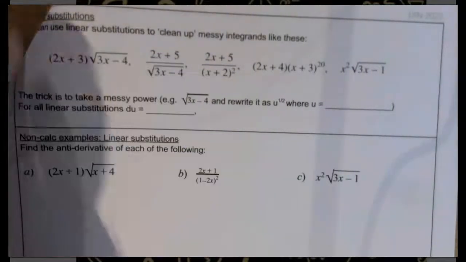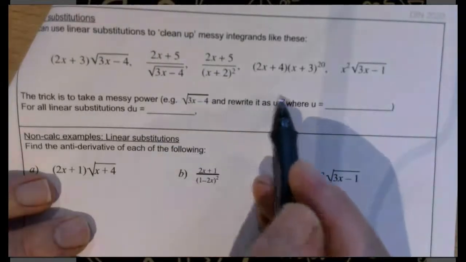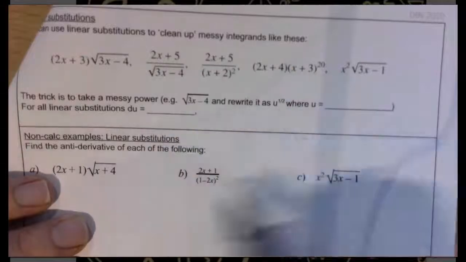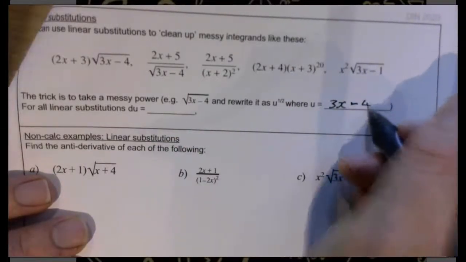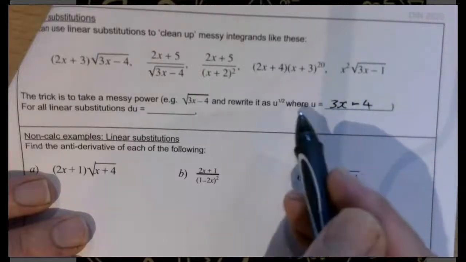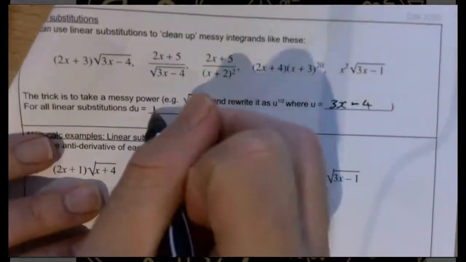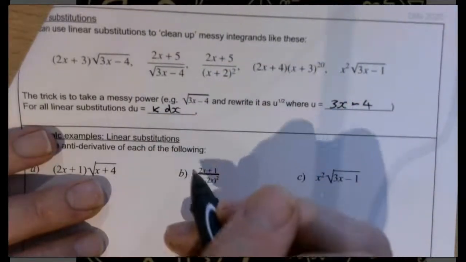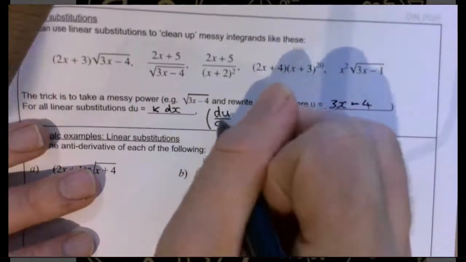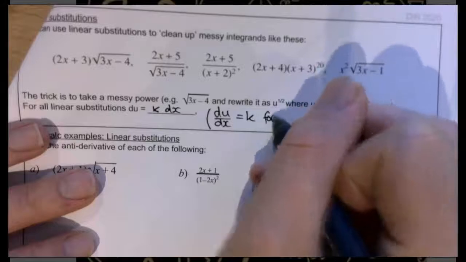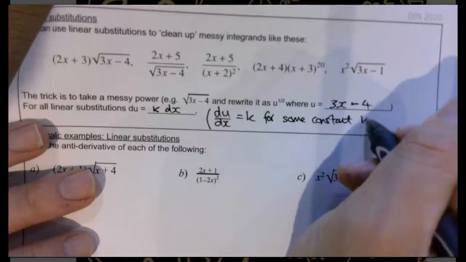You take the bit that's messy, the root 3x minus 4, and we rewrite it as u to the power a half, where u is whatever it needs to be. In this case, 3x minus 4. For any linear substitution, because du by dx is 3, du is going to be k dx, because du by dx is k for some constant k.